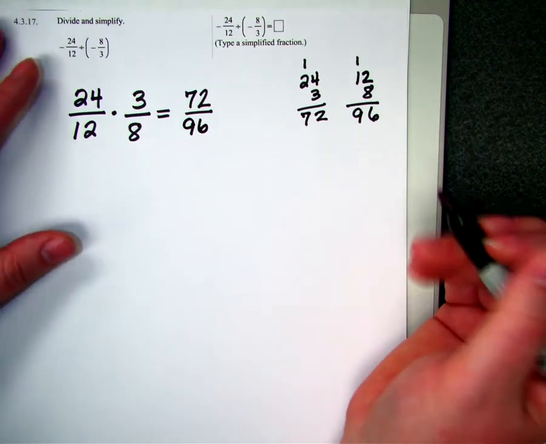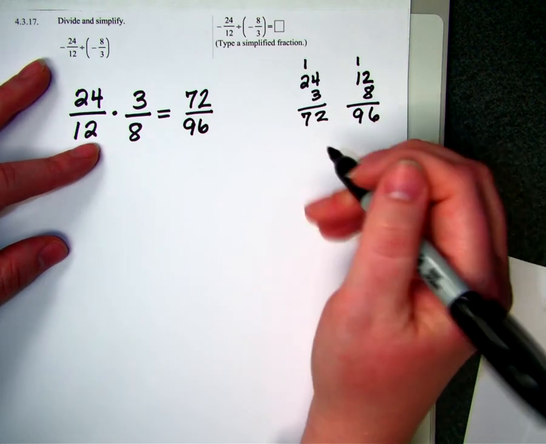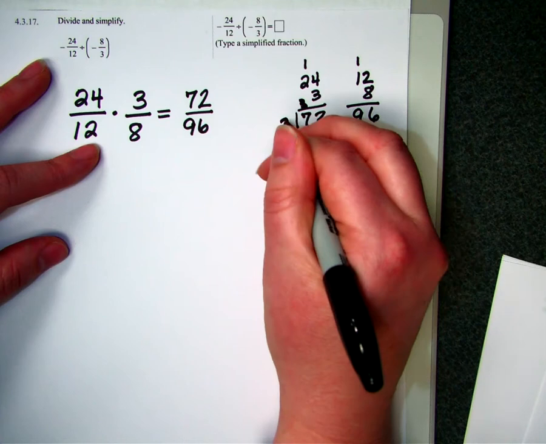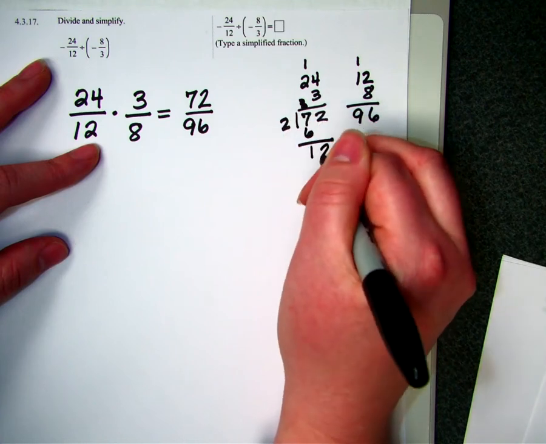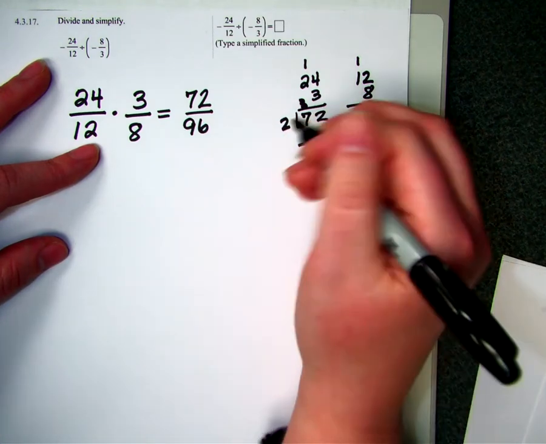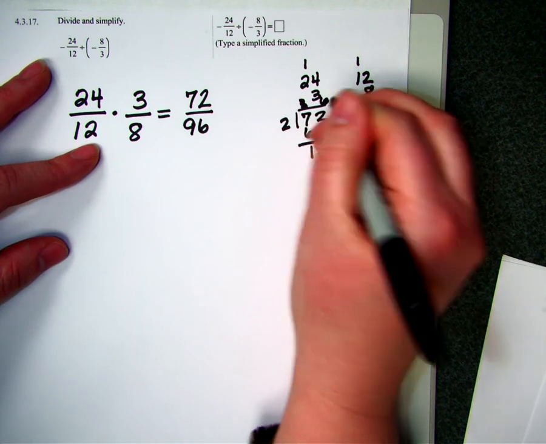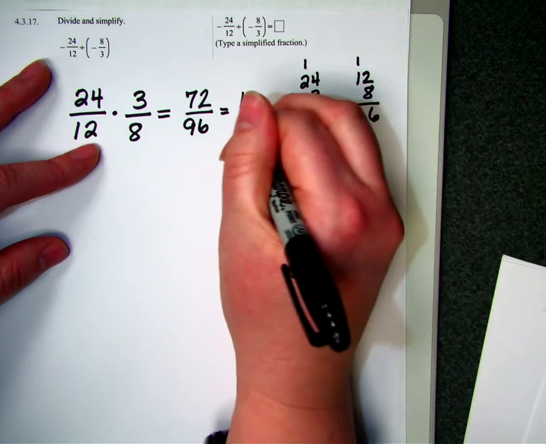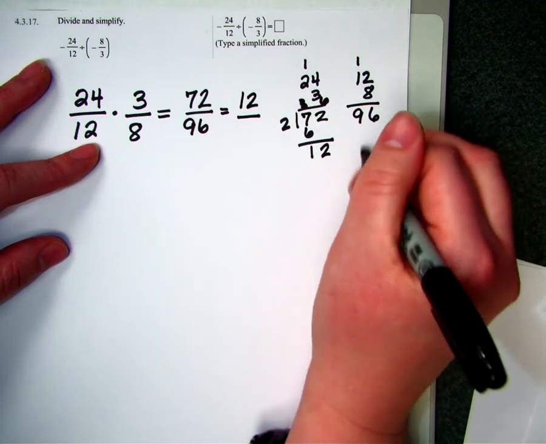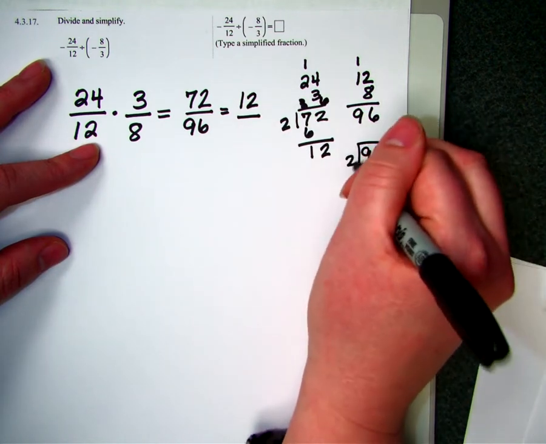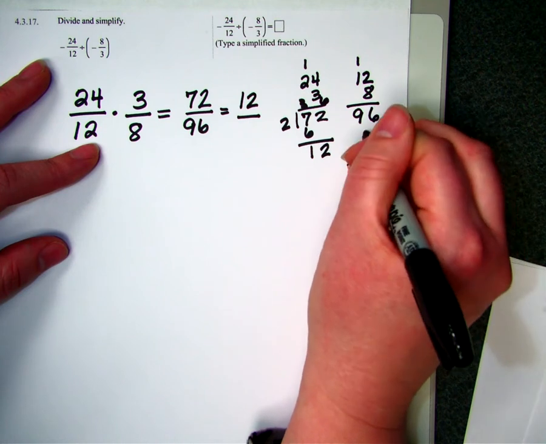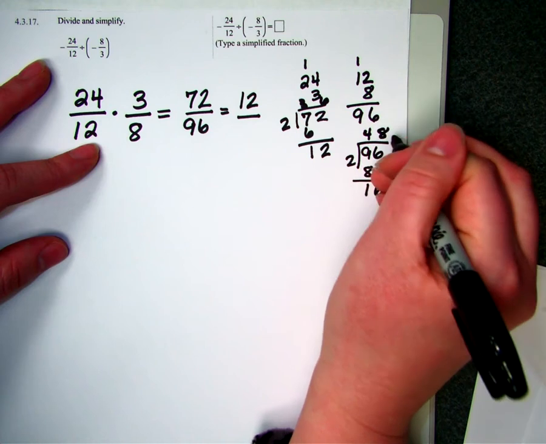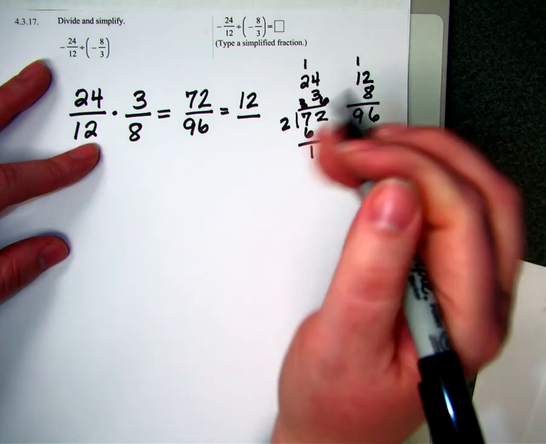72 over 96. Both of these numbers are divisible by 2. So next I'm going to divide by 2. 2 times 3 gives me 6, so I'm left with 1 and 2. That's 12. 2 will go into 12 6 times. So this top number, if I divide it by 2, is equal to 36. And 96, if I divide it by 2, 2 will go into 9 4 times, with a 1 left over, bring down the 6. And 2 will go into 16 8 times.